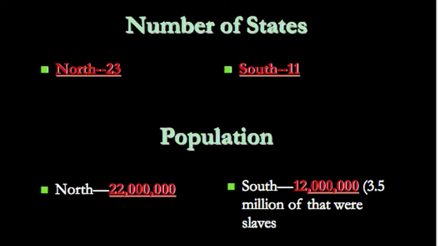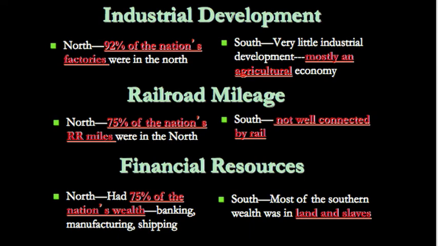Number of states is the next category. In total, the North will have 23 states. A 24th state will be added when West Virginia decides to join the North halfway through the war. The South has a total of 11 states in all that join the Confederacy. Population: North, 22 million. South, around 12 million, of which 3.5 million were slaves. So you're really talking in the 9 to 9.5 million people living in the southern states.